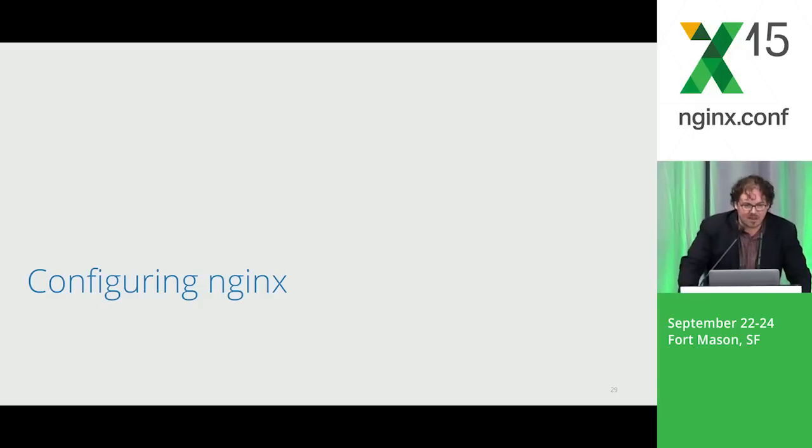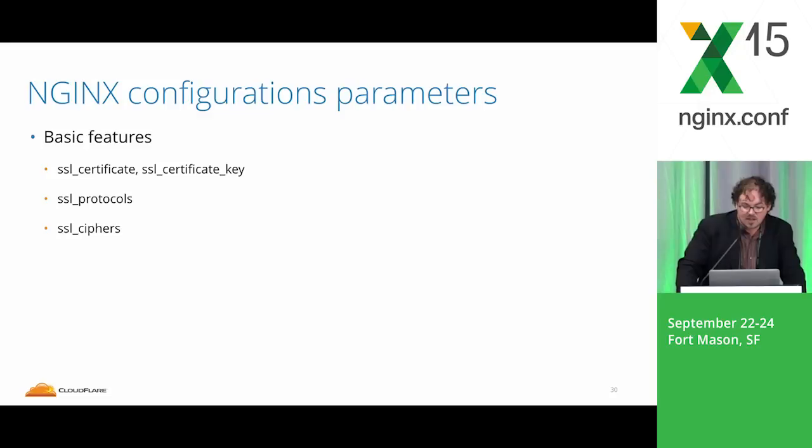So now on to the good part, now that all the theory is aside: how do you take these options and configure NGINX? Well, there are some basic primitives that you can use, and they are SSL Certificate, SSL Certificate Key, SSL Protocols, and Ciphers. They correspond to exactly what we were talking about.